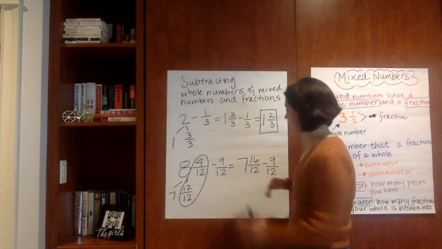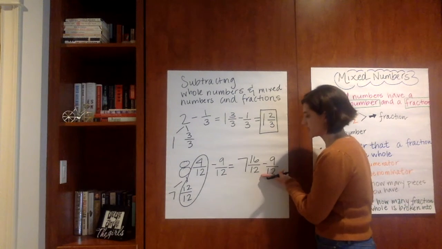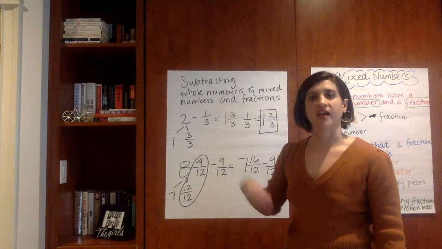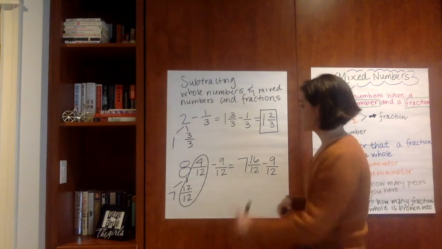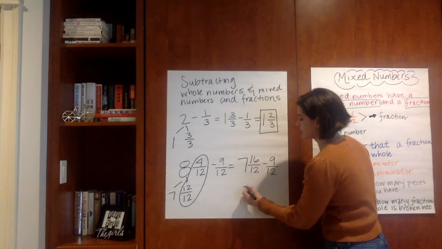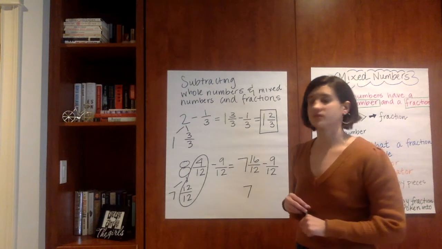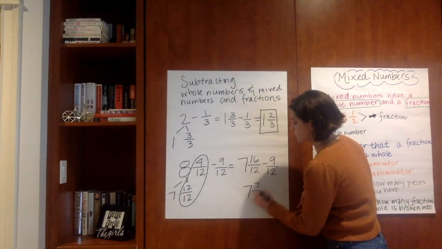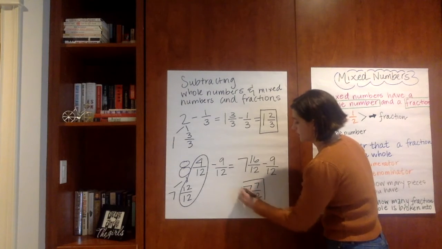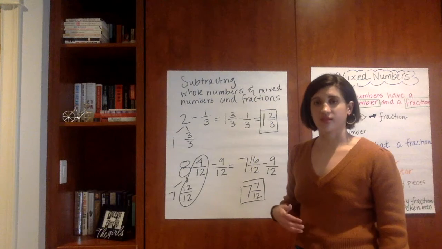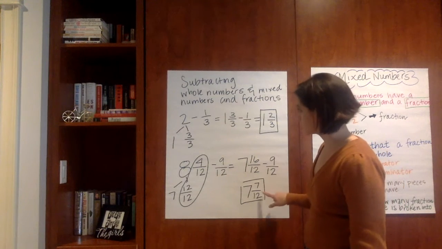Now, my first fraction is bigger than my second fraction, and I can subtract whole number minus nothing and fraction minus fraction. 7 minus nothing is 7, and 16/12 minus 9/12 equals 7/12. Therefore, the answer to my subtraction problem, the difference, is 7 and 7/12.